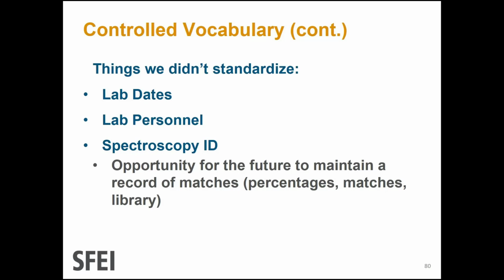Spectroscopy ID was limited to one field, and we didn't really standardize it. We did to a small extent to assist the polymer material type identification. It's an opportunity for the future where spectroscopy ID is something that maybe should be standardized, maybe over several fields, identifying which library, what percentage match it was, to allow later meta-analysis and just a better record of exactly what came off the instruments.